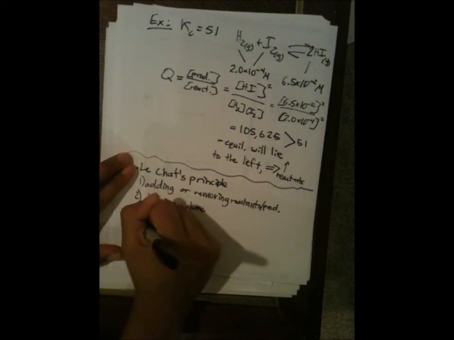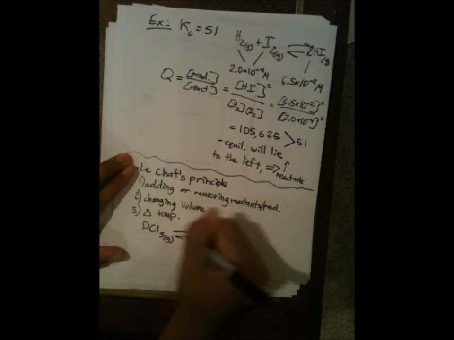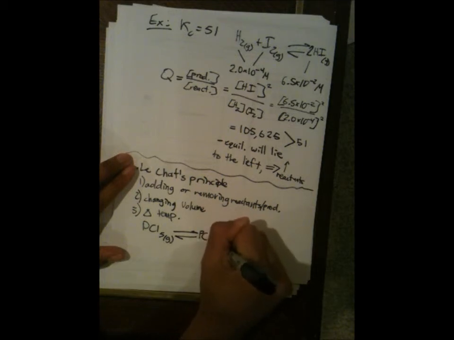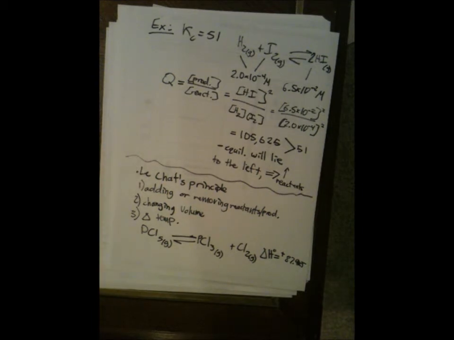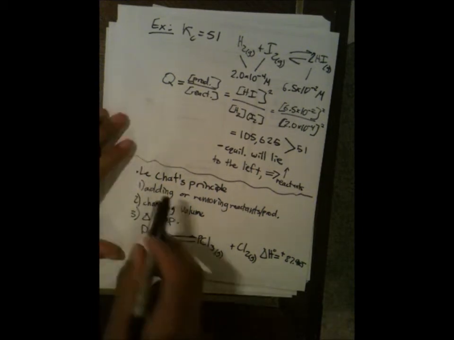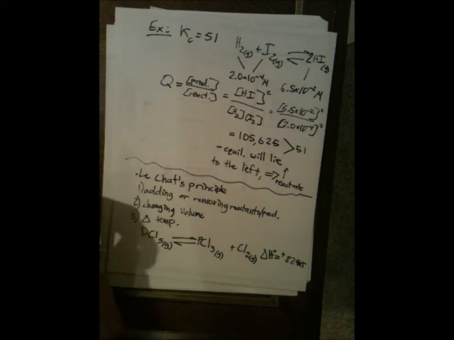So that example is, we have the reaction PCl5 gas goes to an equilibrium with PCl3 gas plus Cl2 gas. Okay? And with a delta H equaling positive 87.9 kilojoules. Now, when you add or remove reactant or product, you must shift to the other side of the reaction to compensate for that change.